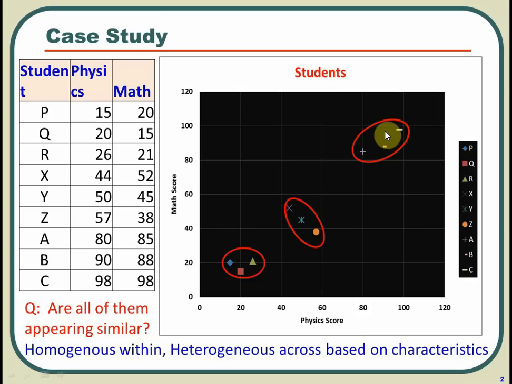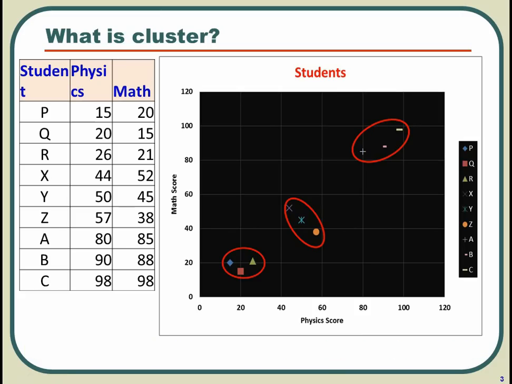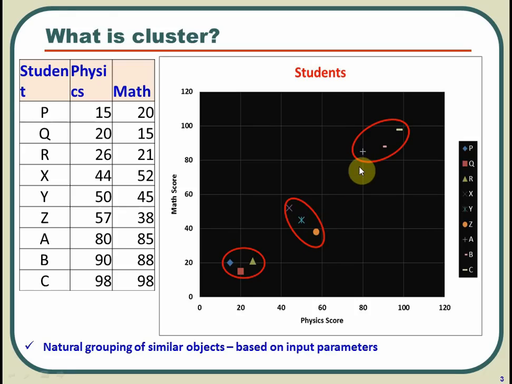So you have just developed a cluster. These three are the cluster, and what are their properties? The properties are that they are a natural grouping of similar objects based on input parameters. So if you have decided on physics and math, this is how the cluster will develop. What you need to understand is that if you add a third dimension altogether, the cluster can change. If you had, let's say, physics, math, chemistry and English, and you keep adding other parameters, probably the grouping of P, Q, R that you have got may change.